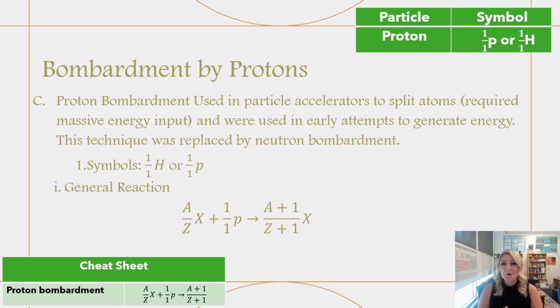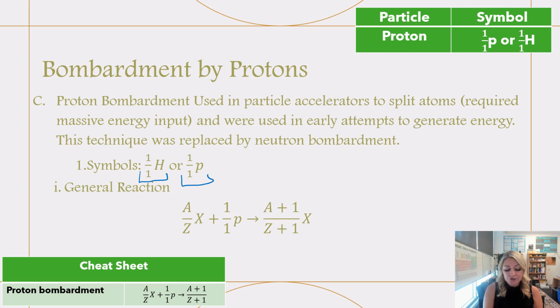All right, let's talk about proton bombardment. We use this in particle accelerators to split atoms, so it's going to require a massive input of energy. We did attempt to use this to generate energy as an energy source, but the technique has since been replaced by neutron bombardment. The symbol for bombardment by a proton is the hydrogen ion, which has no neutrons, so it really represents a proton, or we can just talk about a proton.